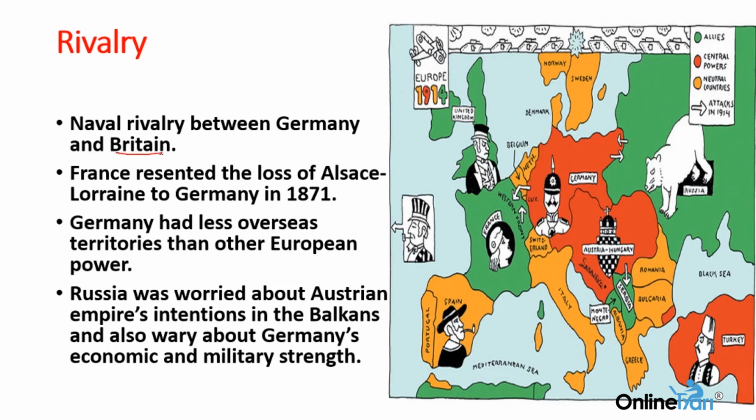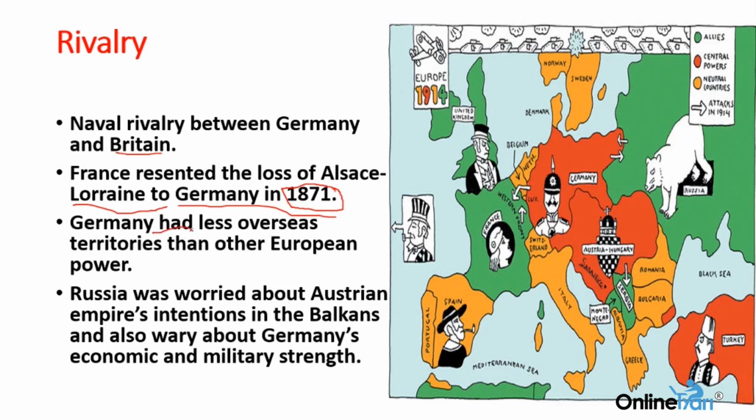So there was a naval race between Germany and Britain, and then France resented the loss of Alsace-Lorraine to Germany in 1871. What happened in 1871? There was the Franco-Prussian War, and there was one man called Bismarck who unified today's Germany. In that war, France lost Alsace-Lorraine to Germany, and it was a matter of pride for France, and they always resented that. Somewhere in France, they always felt that someday they would eventually take this territory back.